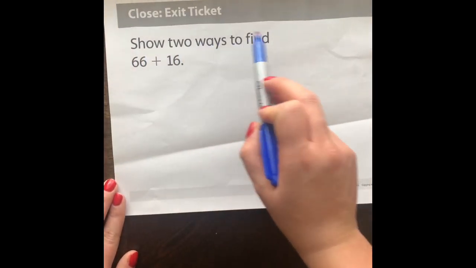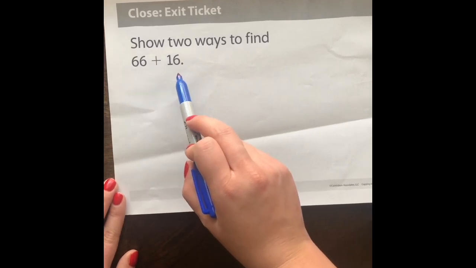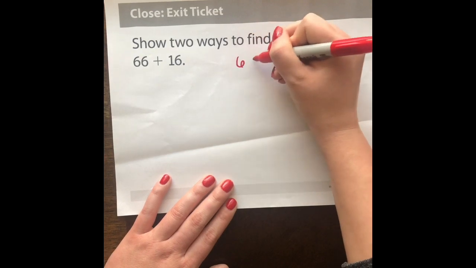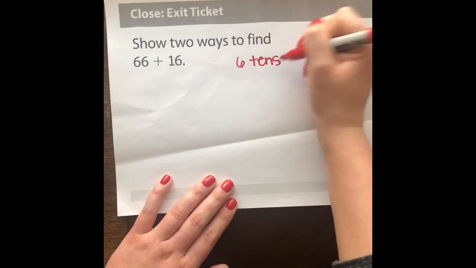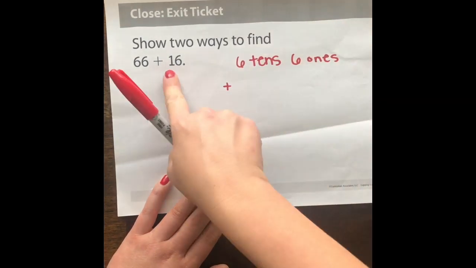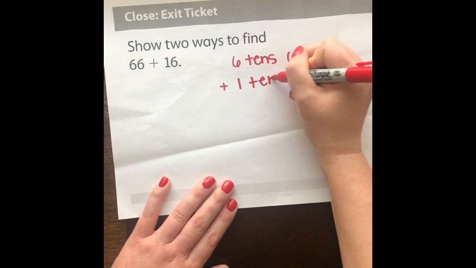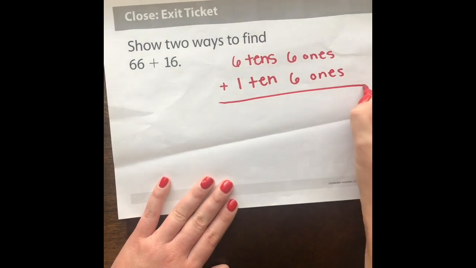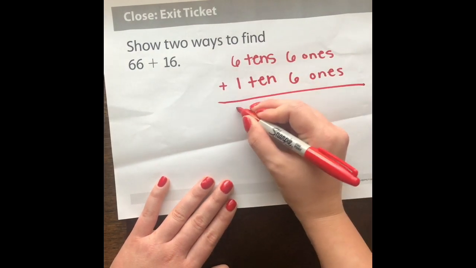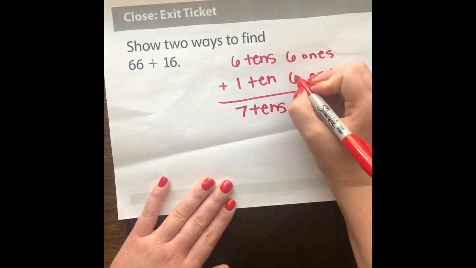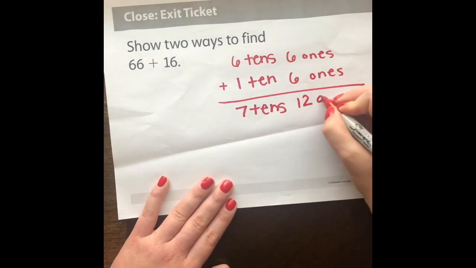And finally, for our exit ticket, we need to show 2 ways to find 66 plus 16. So we know that we can use our words like we have been doing. We can start by doing our number 66, our 6 tens and our 6 ones, plus our 1 ten and our 6 ones. Let's draw our line. Let's add our tens. 6 plus 1 is 7, or 7 tens, and 6 plus 6 is 12.